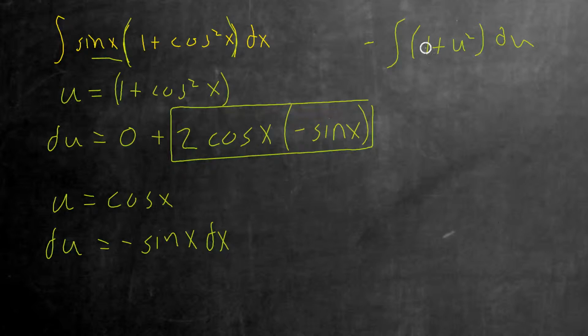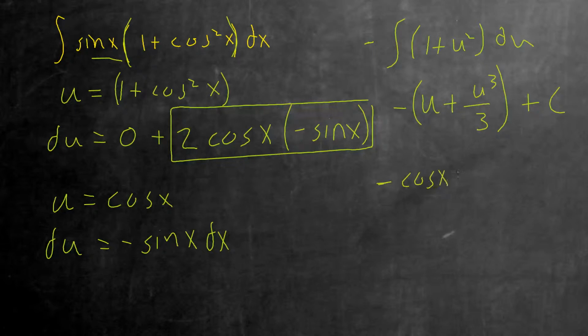The integral of 1 is u. The integral of u squared is u cubed over 3. Don't forget that negative sign in front and our little plus c. So now I can just put in what u was, and I'm really done. Negative cosine x plus cosine cubed x over 3 plus c.